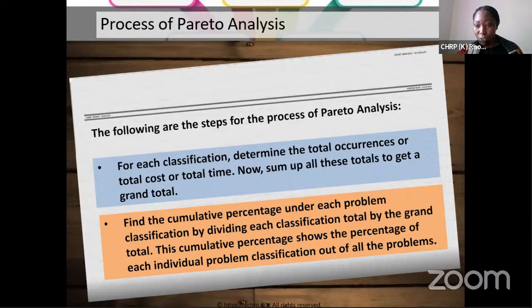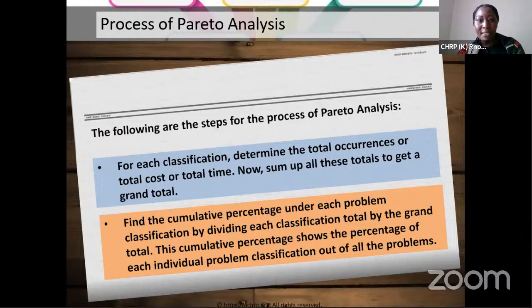You have done the tally, you have the accumulation. What is the percentage? That gives you the way to actually define what has been done. Once you do the cumulative percentage under each of the problems, you take each classification, divide by the total number of occurrences, or what you call the grand total, and multiply by 100. We all know how to arrive at the percentages.